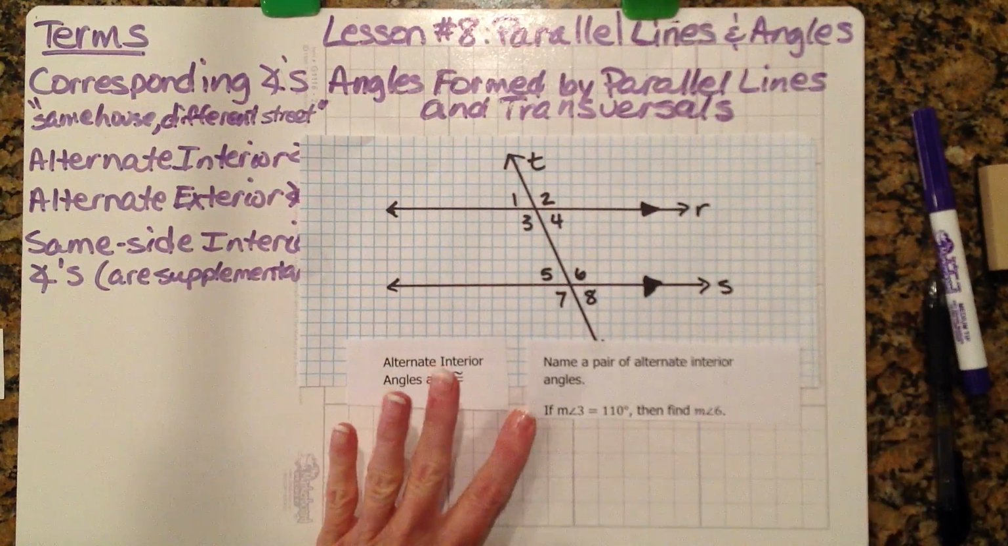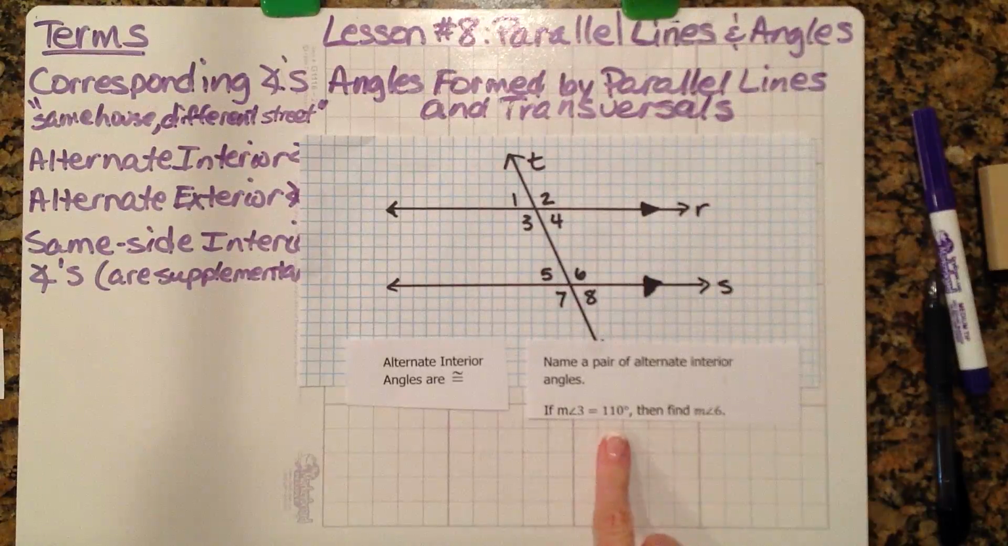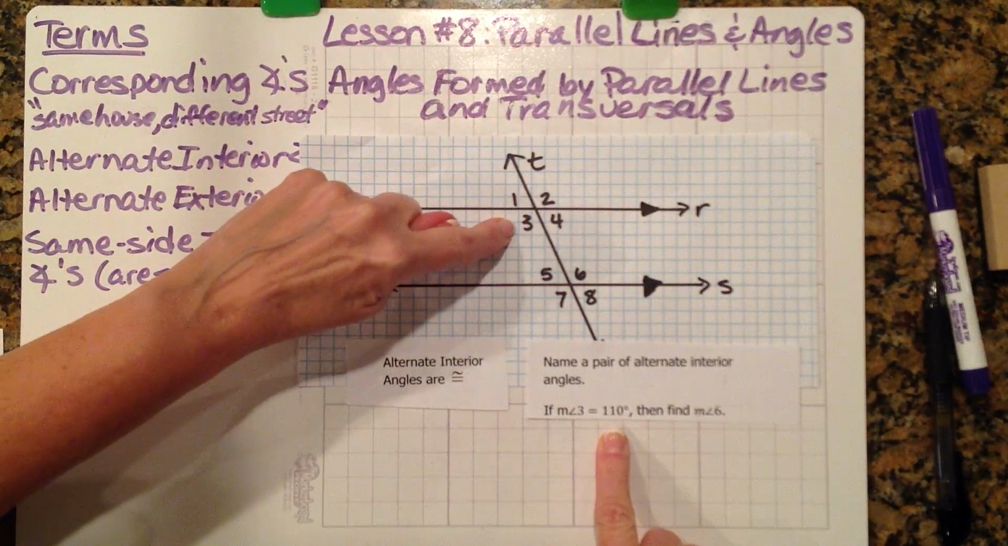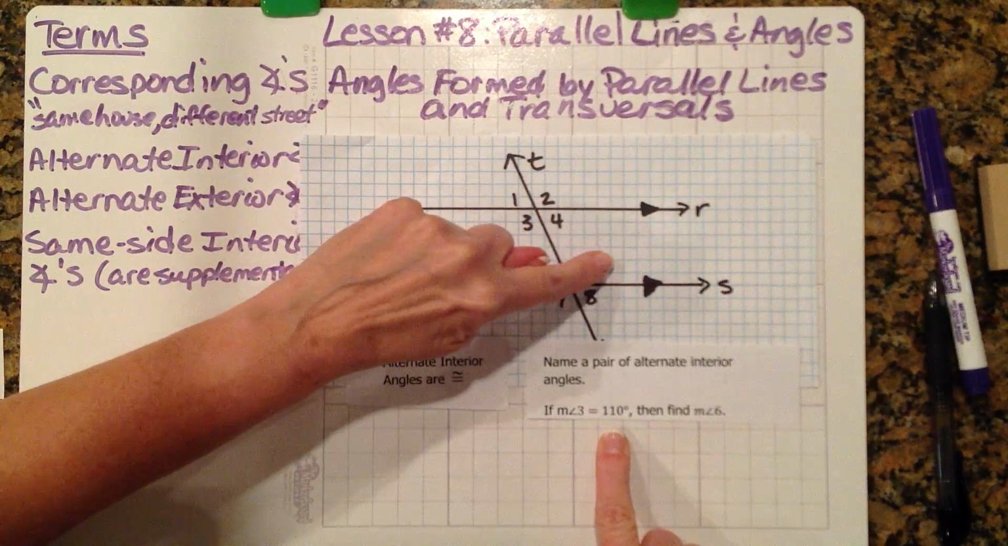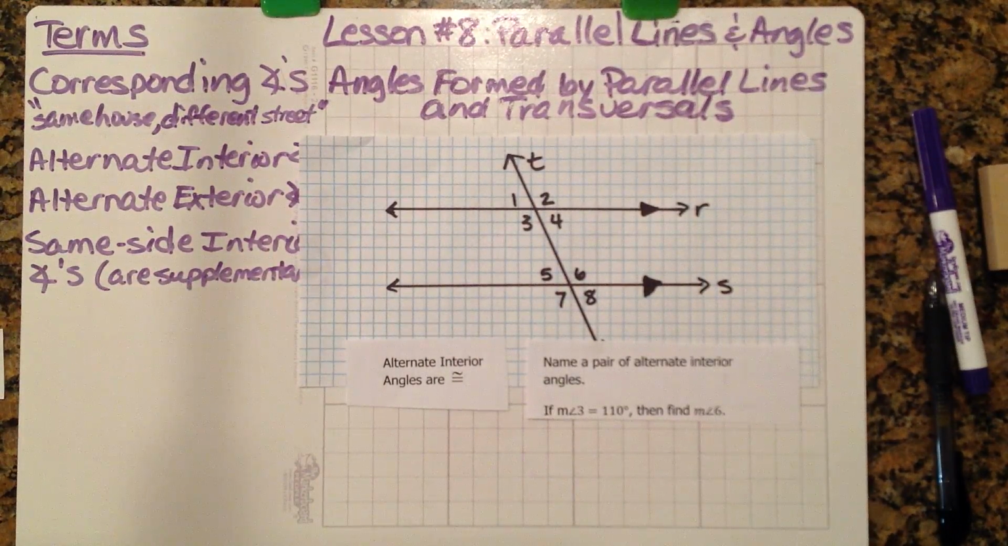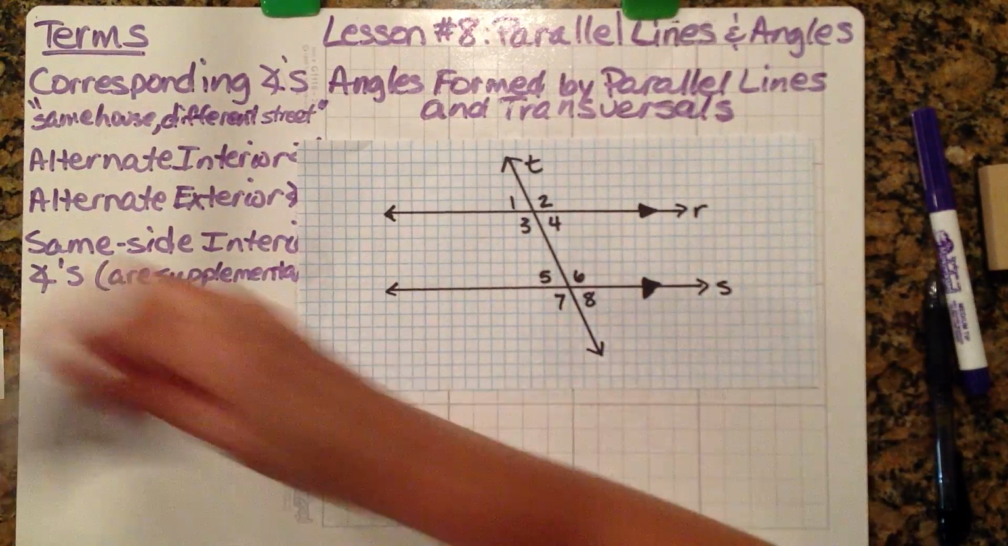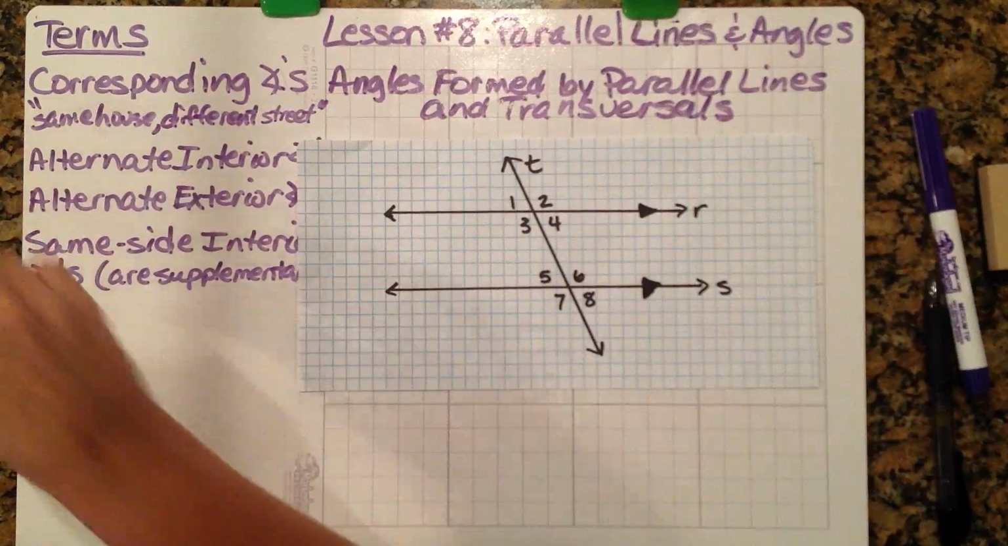Okay, so let's look at just an example here. If angle 3 is 110 degrees, can you tell me what angle 6 is? Since they're congruent, it's going to be 110 degrees also. Let's go now to alternate exterior angles.